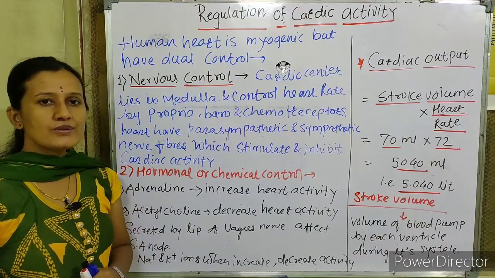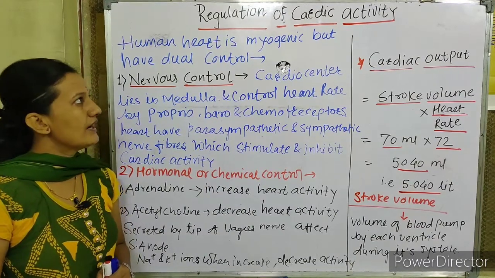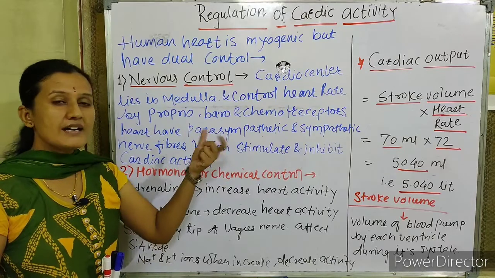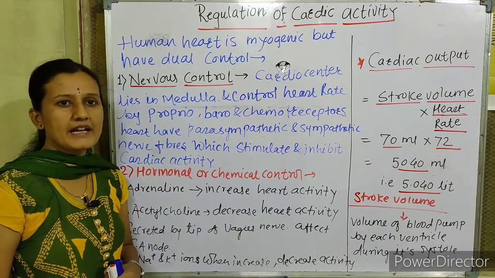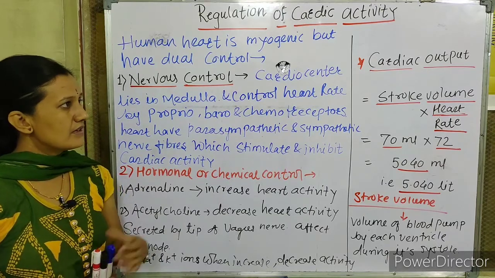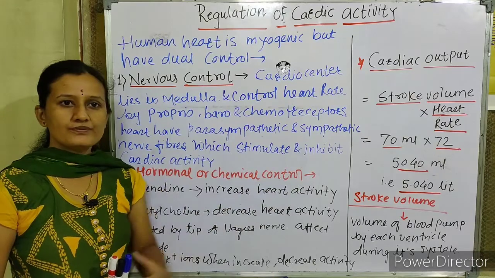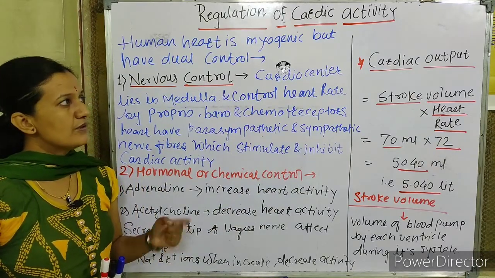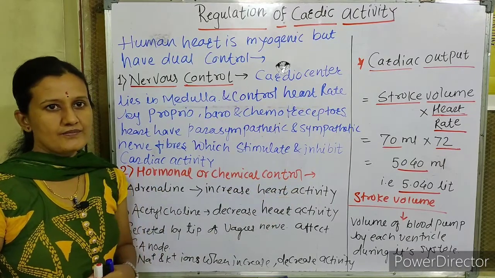Today we are going to learn what is cardiac output, what is stroke volume, and how the cardiac activity is regulated, that is regulation of cardiac activity. Coming to the point, firstly, what is stroke volume? For calculating our cardiac output, we should know the stroke volume first.